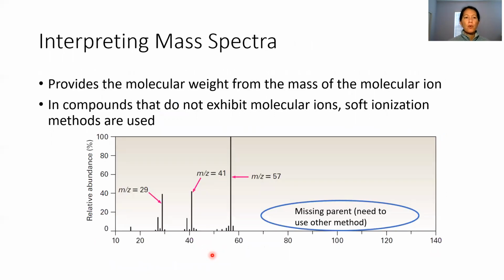Okay, let's further look at this. We get the molecular weight from the mass of the molecular ion, but there are some compounds that are just too fragile and they don't exhibit the full intact parent molecular ion. So here you see 100% this base peak, but I don't see any other peak with a higher mass. So I'm missing that parent. We'd have to use a more gentle method, and there are softer ionization methods that can be used.